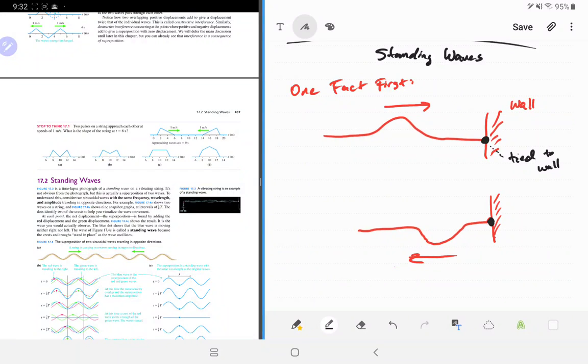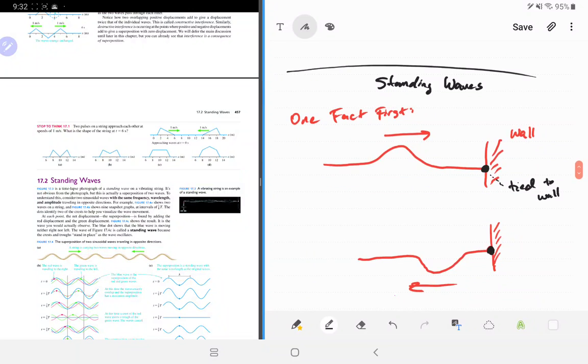So this is a result of that support here being stationary. If there's a way of tying it to, say, a bar, so you had a ring tied to a bar right here, and the ring was allowed to go up and down, then it wouldn't invert. The ring would kind of come along for the ride, and then the pulse would bounce off with the same sign displacement.